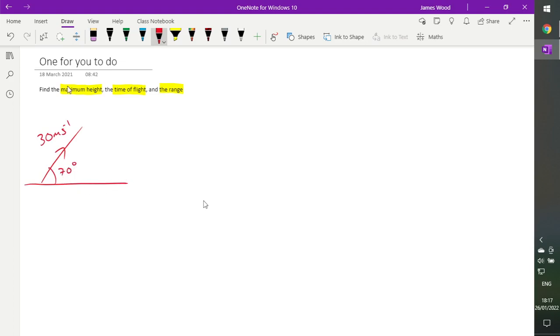Okay, so we want to find how high does it go, how long does the whole trip take, and how far horizontally does it go. So you might want to pause the video and have a go at calculating that yourself.